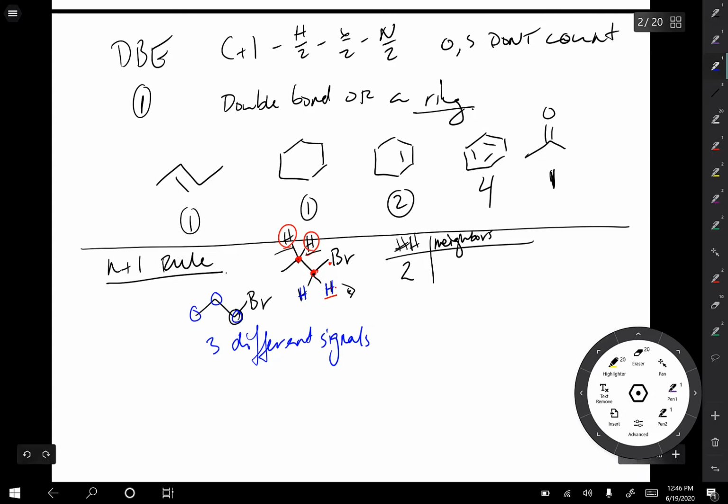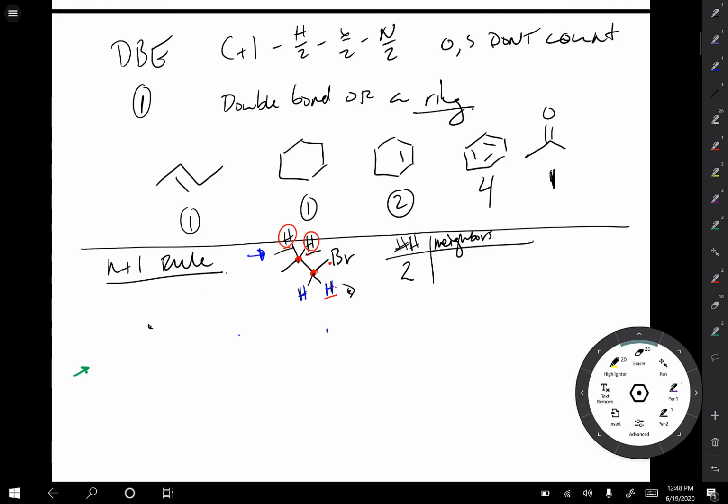Keep in mind that when you start to do this N+1 and looking at the number of neighbors, this is dependent upon these 2 hydrogens that are circled in red being the same, as in being equivalent, okay? So, how many neighbors do the blue protons have? They see the 2 red protons. That means N is equal to 2, okay? So number of neighbors over here will be 2, and we're looking at the blue protons.